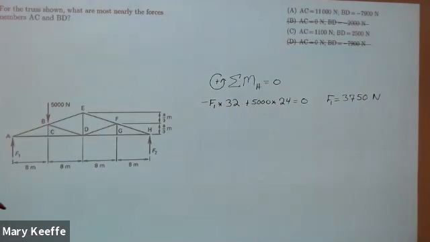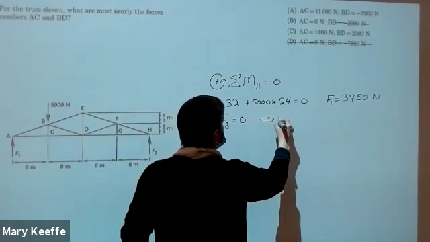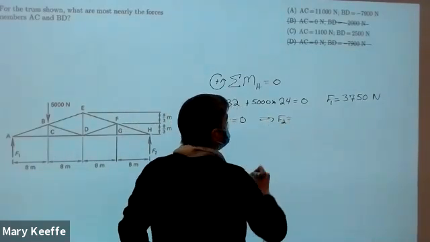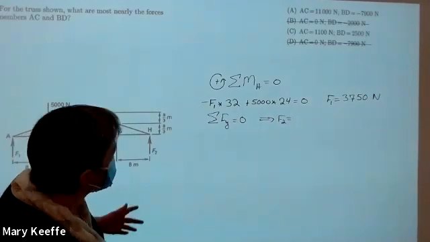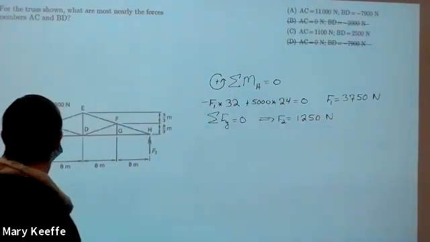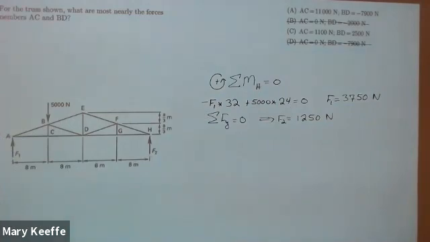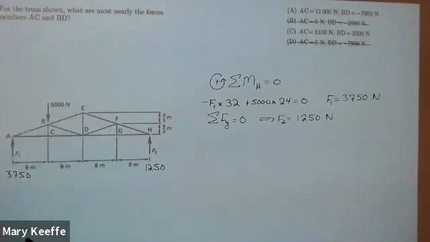Okay. Sum of forces in the y direction equal to 0 will give us F2, which is going to be 1250, right? Yeah. Okay, so now we have this one and this one. Let's put those in there. This is 3750, and this is 1250. Okay, cool. So now they did a pin analysis. I thought it was actually faster to do a section analysis.